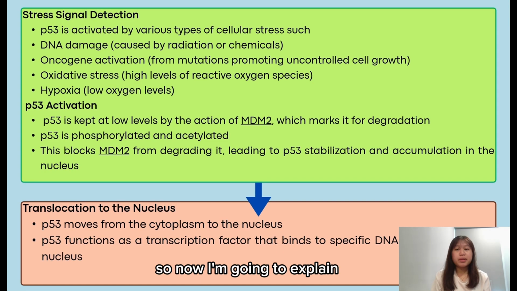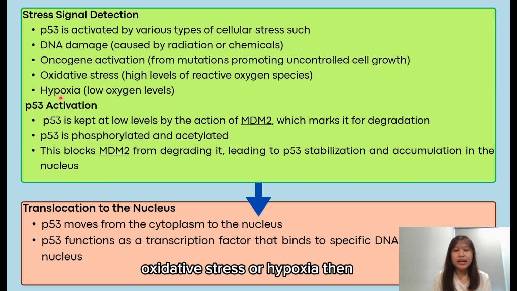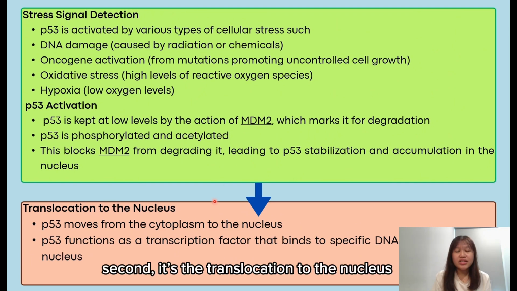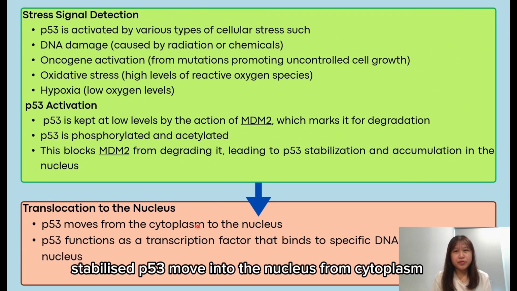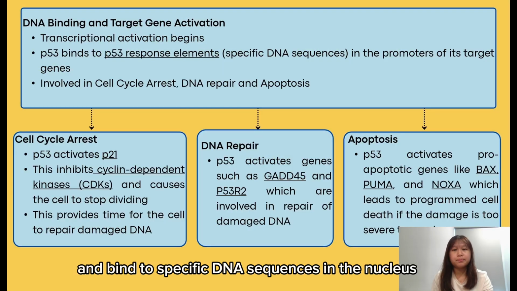So now I'm going to explain 5 key steps involved in p53 transcriptional gene network. Let's talk about the first step, which is stress signal detection and p53 activation. At this stage, p53 is activated by stress signals such as DNA damage, oncogene activation, oxidative stress, or hypoxia. Then it becomes stabilized by preventing its degradation via MDM2. Second is the translocation to the nucleus. Stabilized p53 moves into the nucleus from cytoplasm, where it can act as a transcription factor and bind to specific DNA sequences in the nucleus.